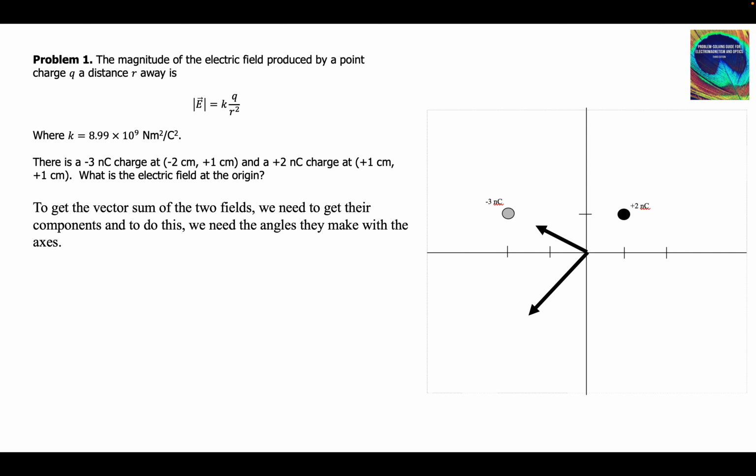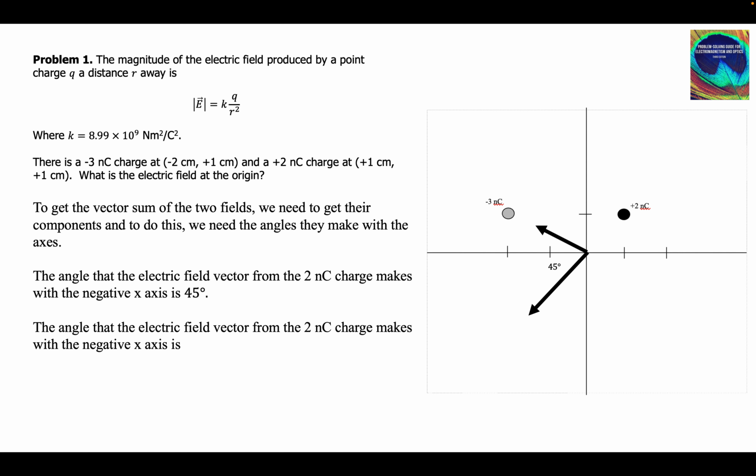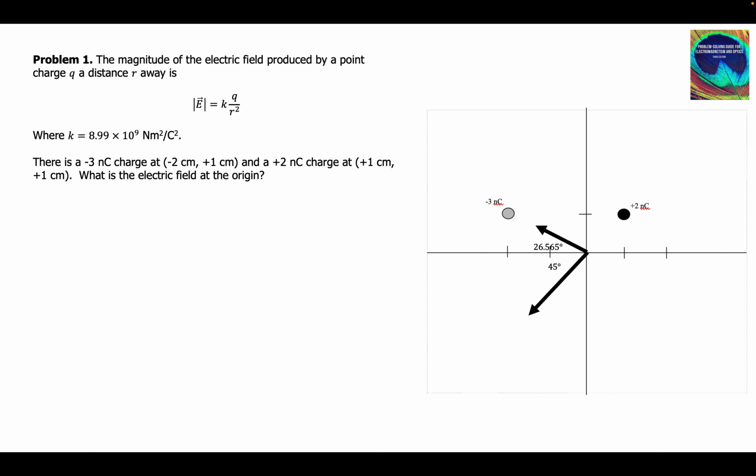So we need to get the components. To get the components along the x and y axis, we need to get the angles they make with the axis. This one's 45. It's a 45, 45, 90 triangle, 1, 1, square root of 2. Put that angle in. And we need to use arctangent for this angle. The opposite side is 1 centimeter, the adjacent side is 2 centimeters, 26.565 degrees. Now we have the angles, we can get the components with trigonometry.